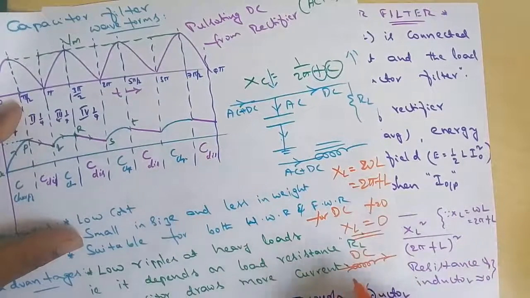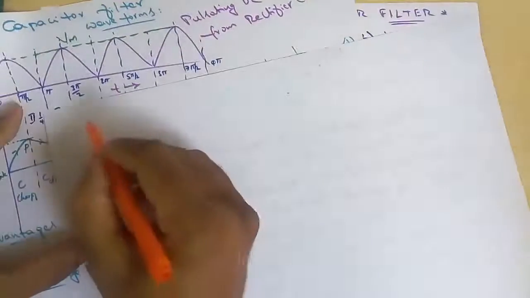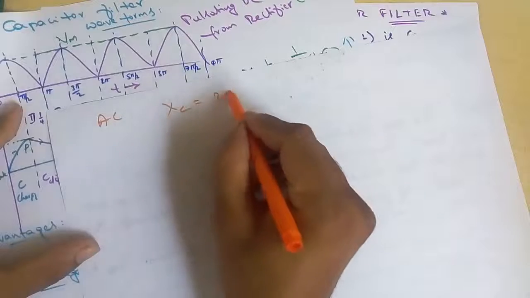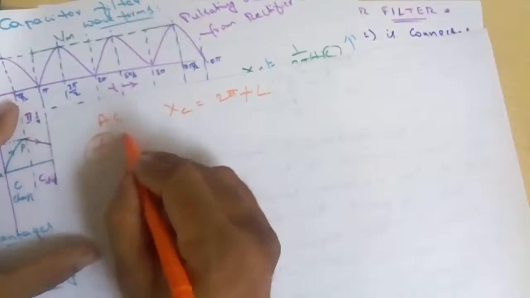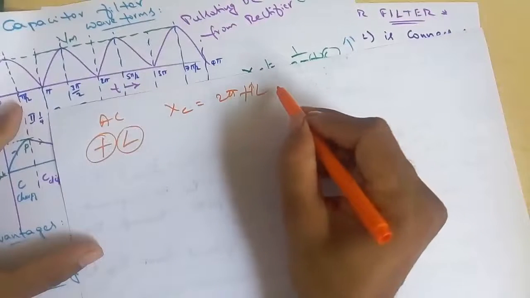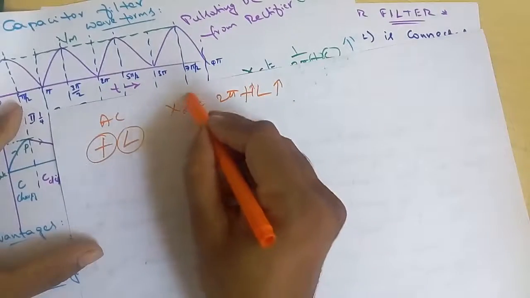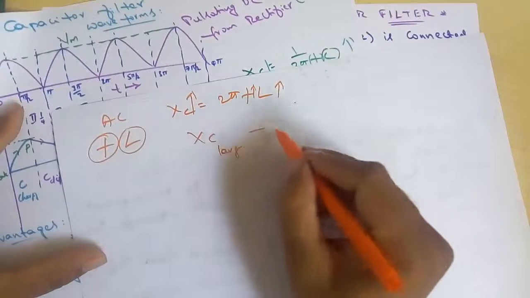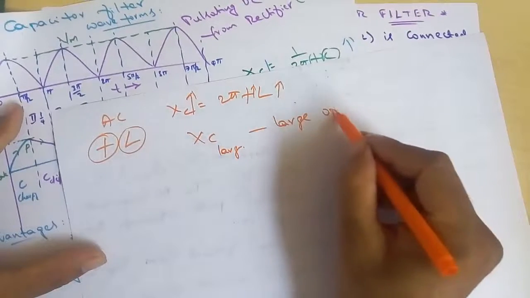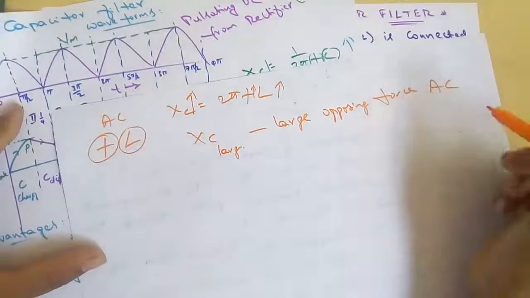Understanding? But what about AC? In case of AC, let us suppose this is the AC and XL is equal to 2 pi FL. For AC, the frequency component is there, and also the inductance is a large value we are taking. As the frequency is more and the inductance is large, XL is also large. Whenever XL is large, there is a large opposing force for AC.